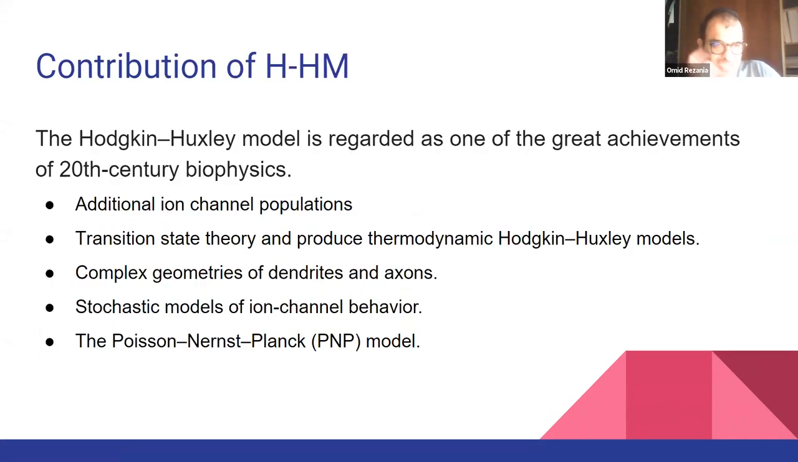The next one after, the one before the end: the stochastic models of the ion channel behavior. Do you mean that the models that you describe, the differential equations, are stochastic representations of the ion channels, or they are deterministic? They are stochastic, not deterministic, huh? Yeah, I think so. Okay. Ion channel behavior is stochastic.